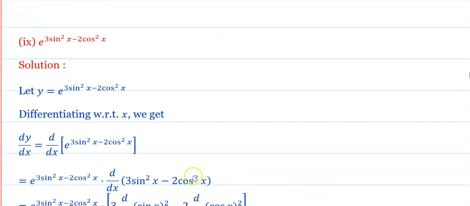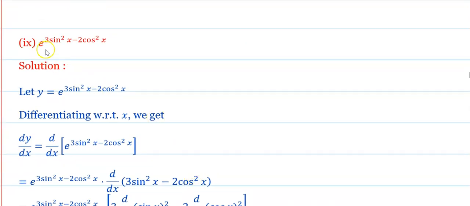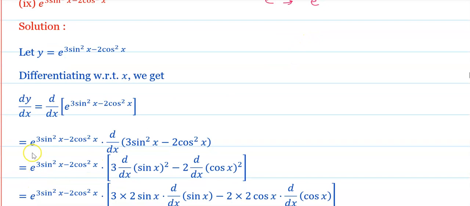Next, e raised to 3 sin square x minus 2 cos square x. Okay, no problem. Now here main function is a e raised to x. Now what is the derivative of e raised to x? The derivative of e raised to x is a e raised to x. Similarly here, differentiating with respect to x, you will get ddx of e raised to 3 sin square x minus 2 cos square x. It's a derivative as it is. That is a e raised to 3 sin square x minus 2 cos square x.